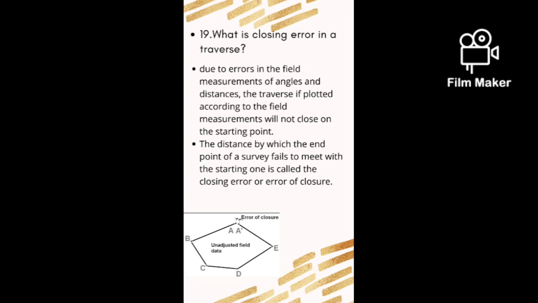19. What is closing error in a traverse? Due to errors in the field measurements of angles and distances, the traverse, if plotted according to the field measurements, will not close on the starting point. The distance by which the end point of a survey fails to meet the starting one is called the closing error, or error of closure.